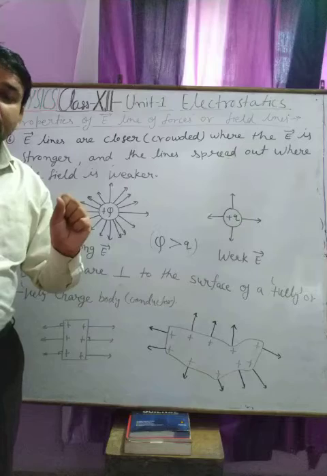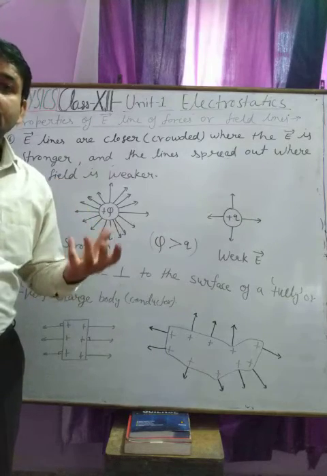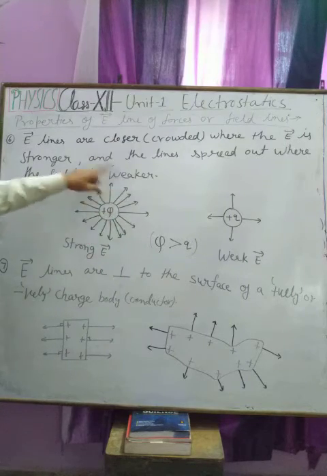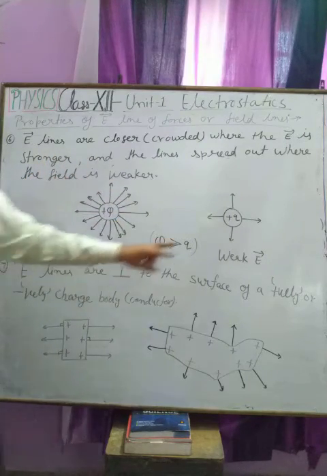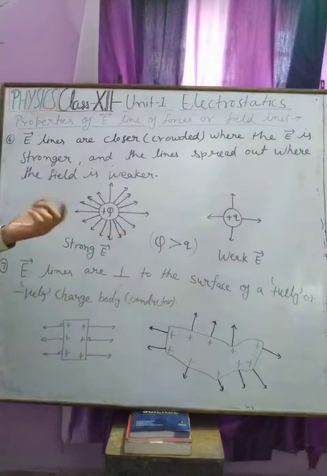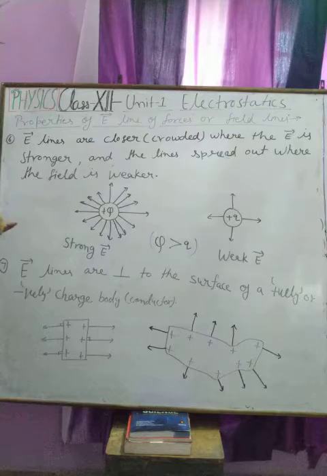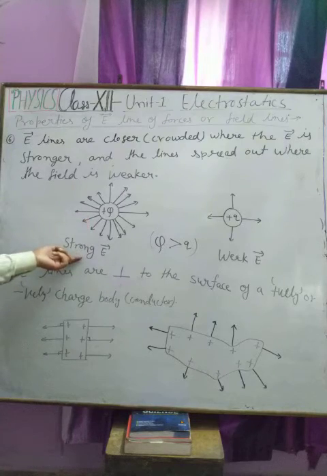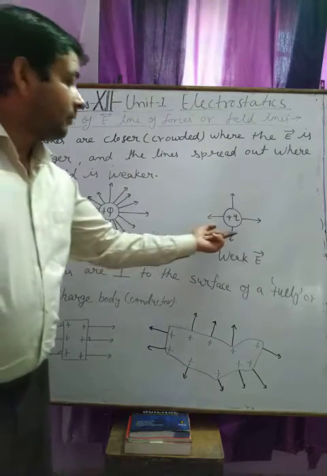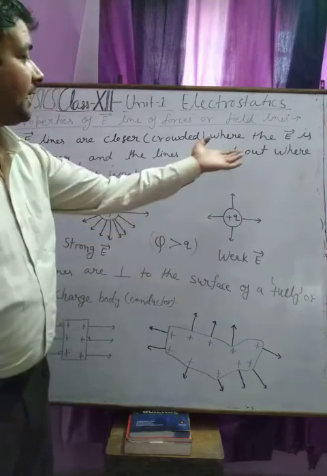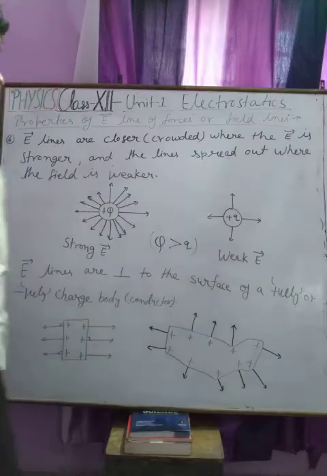The number of electric field lines represents the strength of the electric field. Here for the capital charge we have many field lines, and for the small charge few lines. So we can understand that a maximum number of field lines represents a strong field, and a minimum or smaller number of lines, or spreading out of the lines, represents a weaker field.